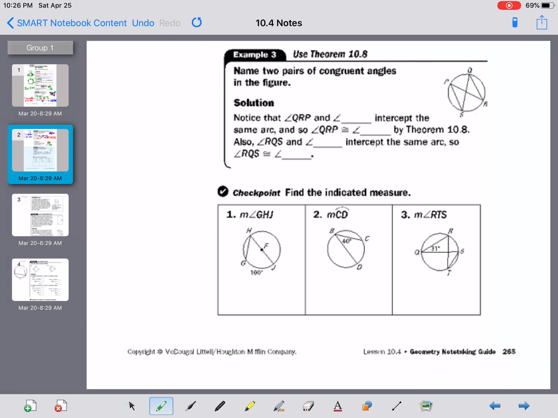Name two pairs of congruent angles in the figure. So they're starting with angle QRP. QRP is this one right here, and it goes to arc QP. So what else intercepts the same arc?